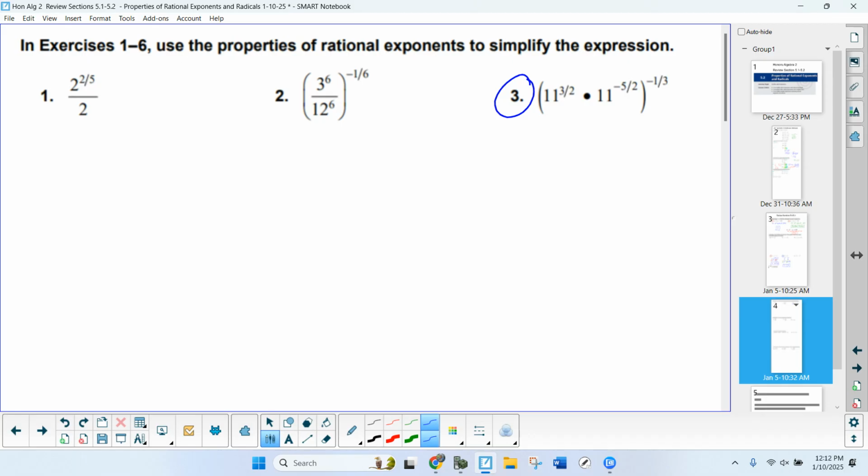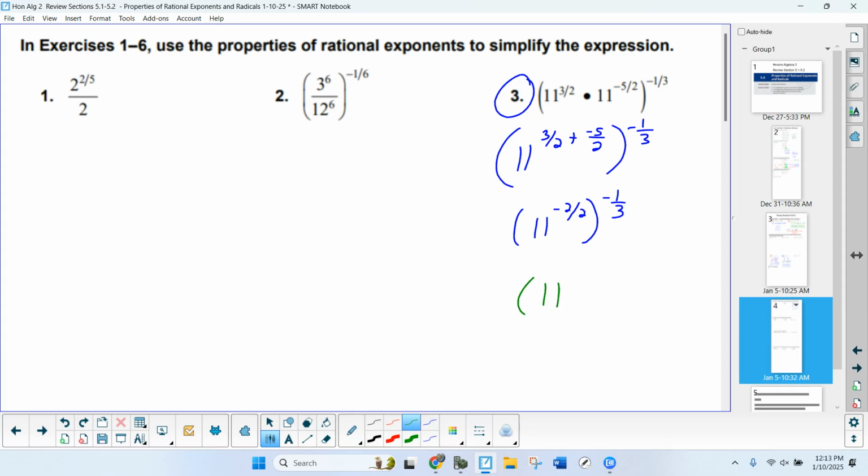Chloe, what math do you do when you multiply powers? Multiply powers, we add the exponents. So you're going to add 3 halves and negative 5 halves. What do you get when you add 3 halves and negative 5 halves? And what is negative 2 halves reduced to? Negative 1. So most of you will start here with my green work.